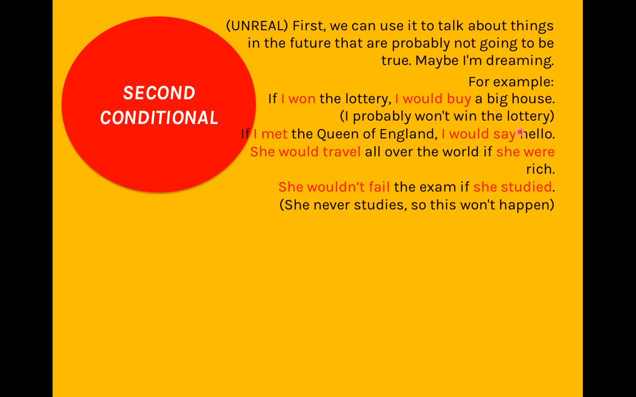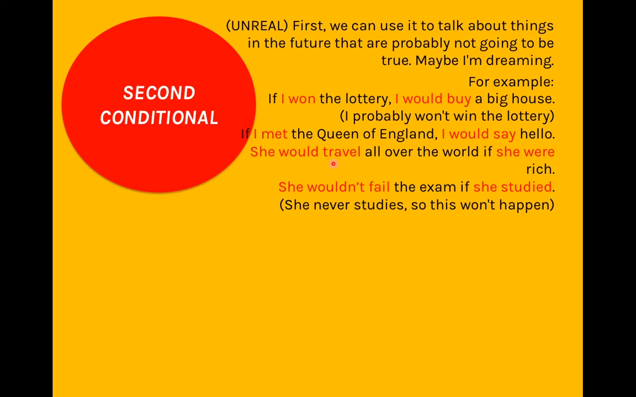So she's not going to travel around the world. The condition, if she were rich, is unreal. So the result is also unreal. The condition is written in past simple, and the result is written with would and the infinitive of the verb. Let's go with the last example. She wouldn't fail the exam if she studied.